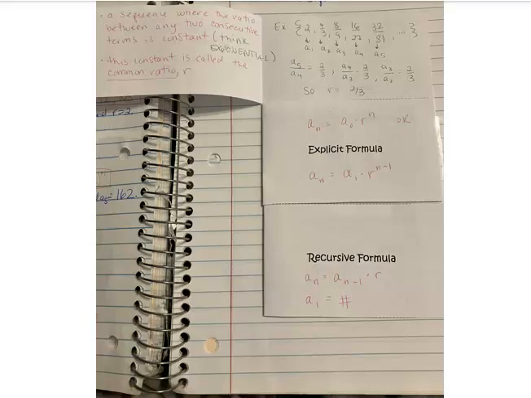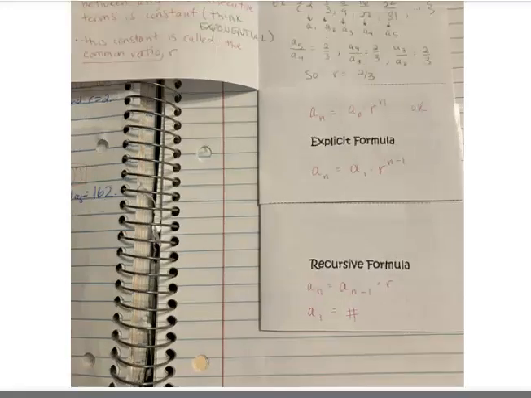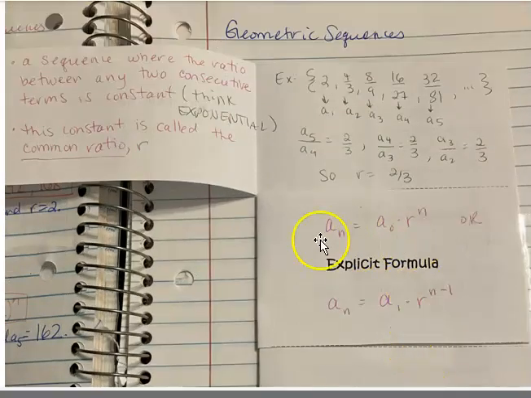All right, so go ahead and open up that first tab that says geometric sequence. A geometric sequence is a sequence where the ratio between any two consecutive terms is constant. That means you're multiplying by the same number or dividing by the same number from one term to the next. Think of exponential functions, linear versus exponential. This constant that you're multiplying by, which would be called the multiplier in an exponential function, is called the common ratio, and it's represented by the letter r.